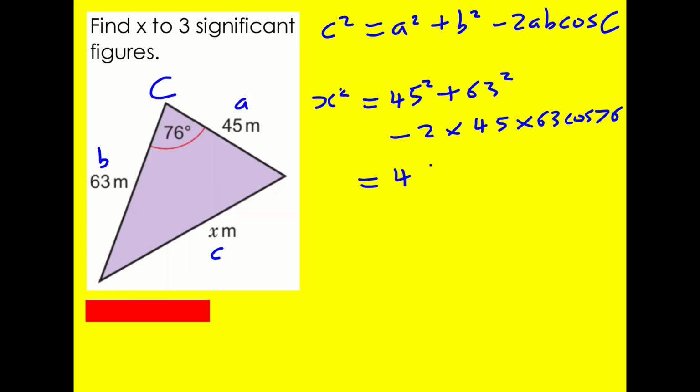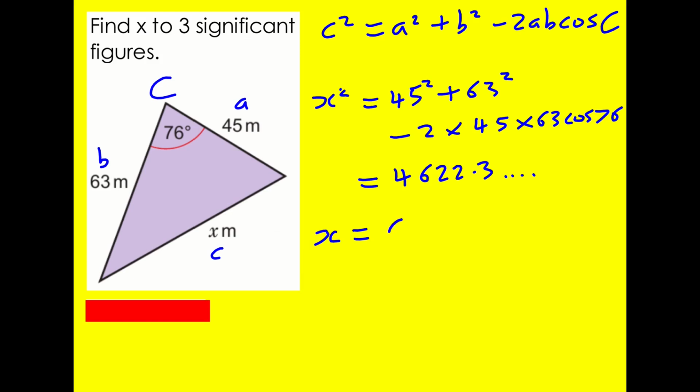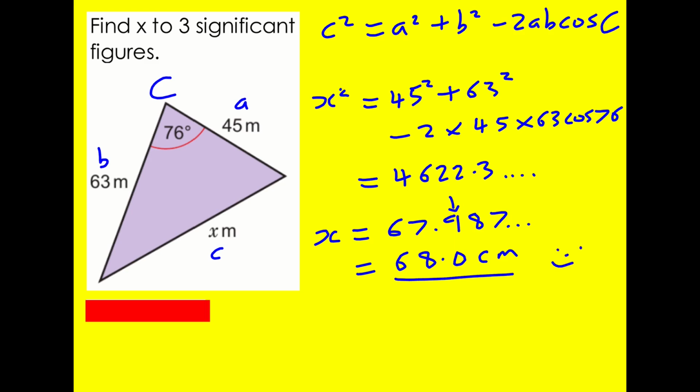4622.3. Just need to square root that to give us x. 67.987. Round that to three significant figures: 68.0, because this is the third significant figure, it's going to go up, so it's going to become 0. We carry the 1 across. And that's in centimeters. That looks about right. All good. So that is just a recap of using the cosine rule from last lesson.